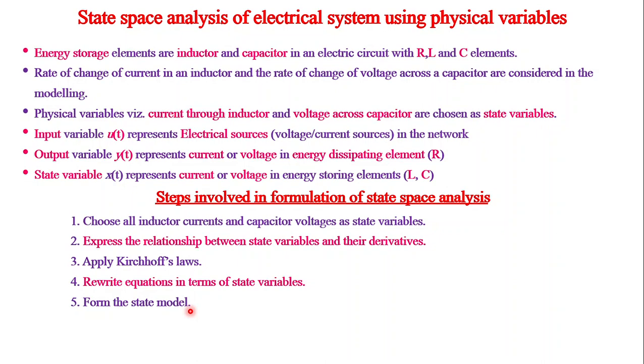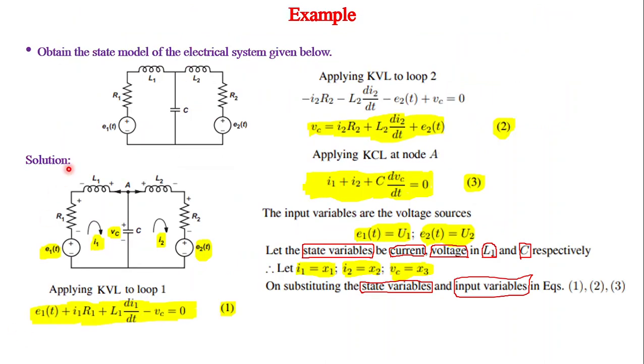So in the derivative of state, we will get x dot in terms of input and state. Again, output in terms of input and state. Let us see how to do it. So this is an example. It's a two loop electrical circuit. Here we have to obtain the state model.